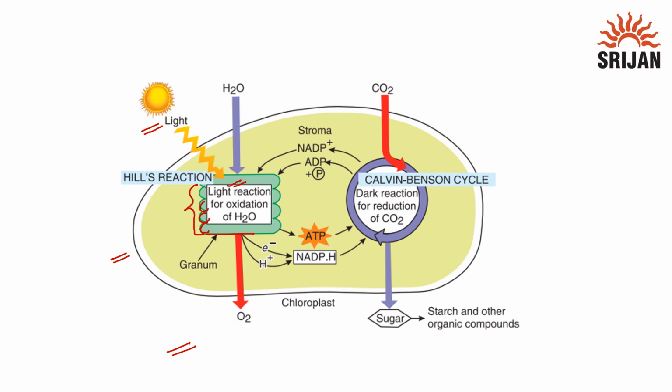In light reaction, there is photolysis of water, in which water molecule is broken down into electron, hydrogen ions and oxygen. Light reaction leads to the formation of ATP and NADPH, and these ATP and NADPH are used in the dark reaction, that is Calvin-Benson cycle. This Calvin-Benson cycle takes place in stroma region of chloroplast, and here we can observe that carbon dioxide is getting converted into sugar, that is glucose.